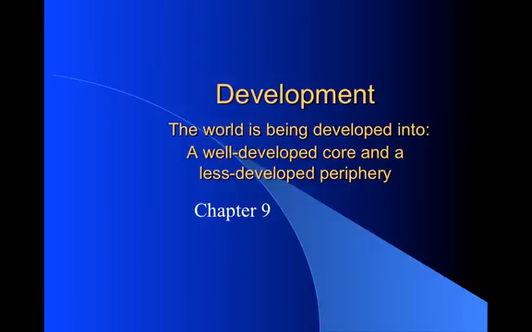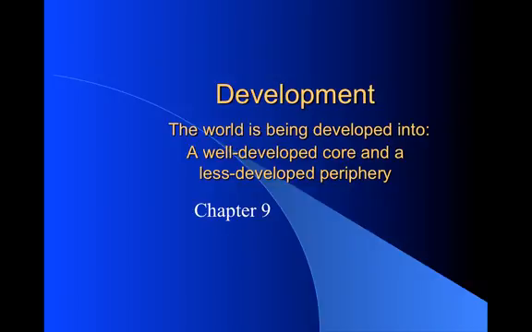Bottom line here, folks, is that when we're looking at development, we are looking at the fact that the world is being developed into a well-developed core and a less developed periphery. When we talk about the core, we're talking about the area of the world where there are more developed countries. So we're talking about the areas of North America, Europe. Those are your core areas. And on the outside of that, you have a periphery, or the outside. If you think about your peripheral vision, it's on the outside. It's your outside vision. It's not your direct vision. That's the same thing around here, that there's a well-developed core, but on the outside of that, you see a periphery.